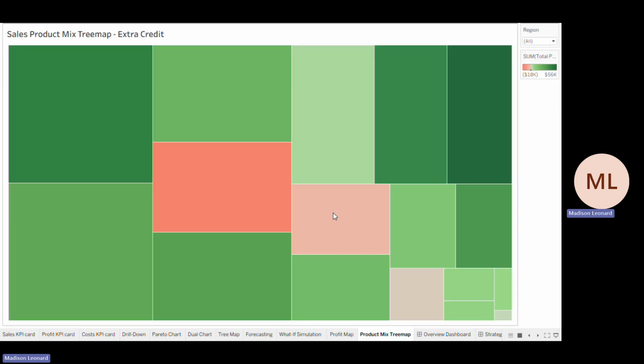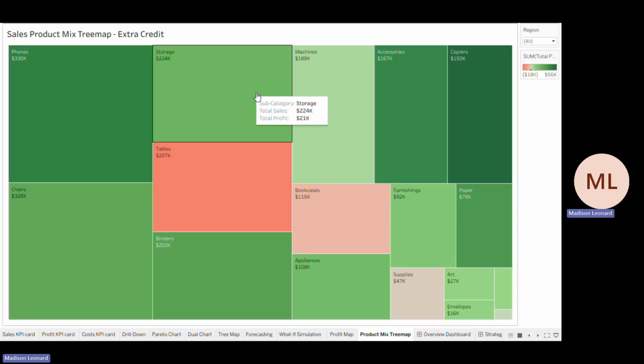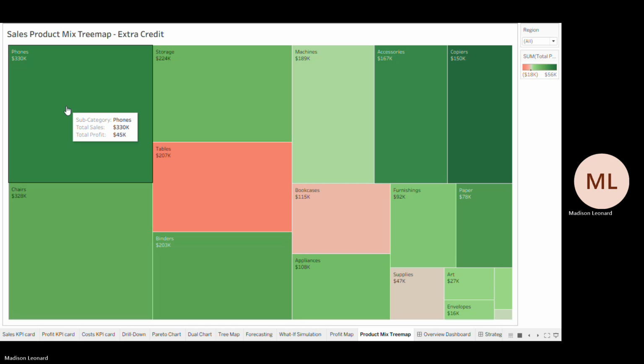Here is our product mix tree map. So this is an easy way of just seeing what's the most profitable, or excuse me, what has the most sales.